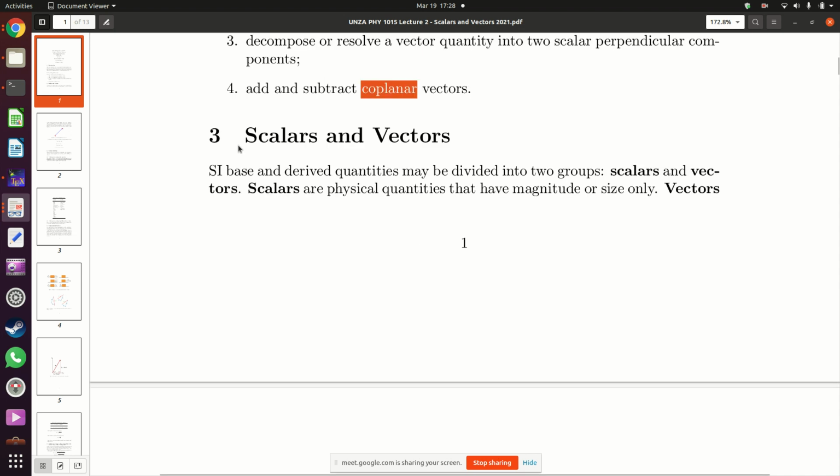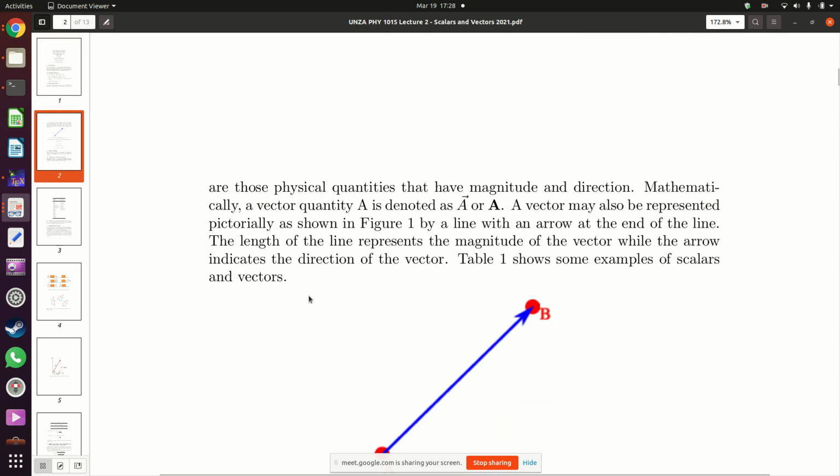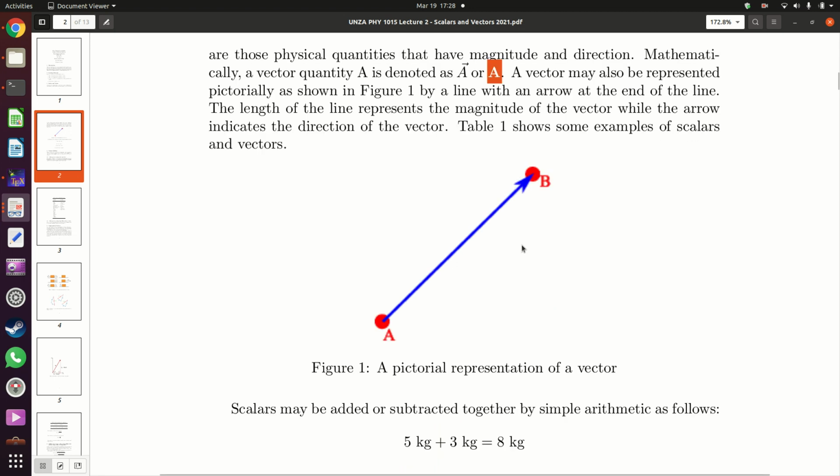So like I said, the physical quantities, whether they are SI based quantities or derived quantities, you can divide them into two groups: scalars and vectors. Scalars are those ones which have got size or magnitude only. Vectors, on the other hand, are those ones which have got size and direction. Mathematically, you can show a vector like this. So if you have vector A like that, then mathematically you can write it as A with an arrow on top, or you can type it as a boldface letter. Also, most of what you're going to do in physics as you're solving your problems, you are going to represent vectors like this: a line with an arrow.